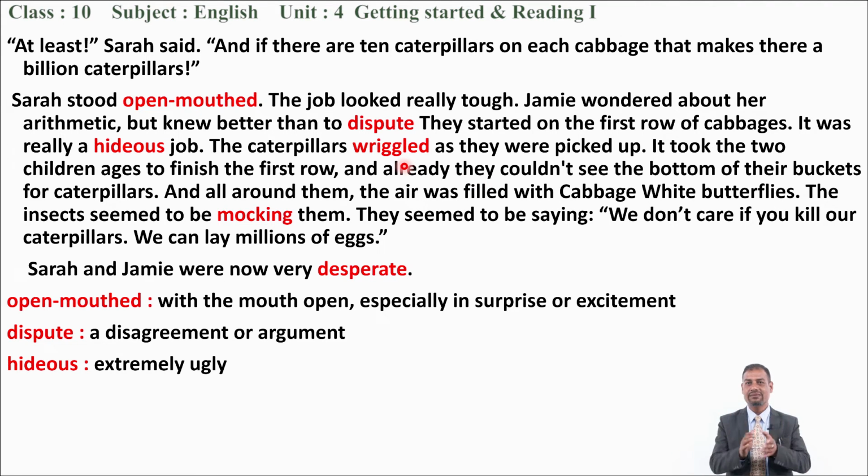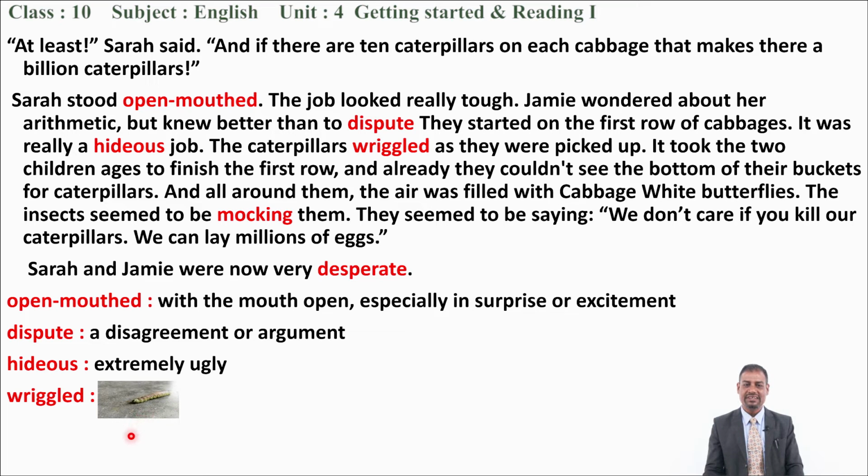Now, another word we have is wriggled. I think you might have already written it down. So, what does it mean? Okay, now I want to show you a picture. See, what do you see in the picture here? It is a caterpillar moving very quickly, turning and twisting. This way of movement is wriggle, okay? Wriggle.